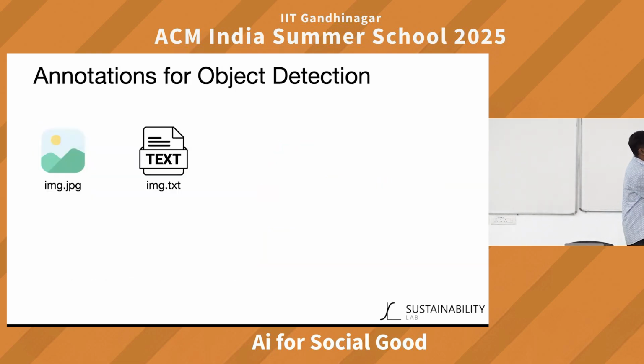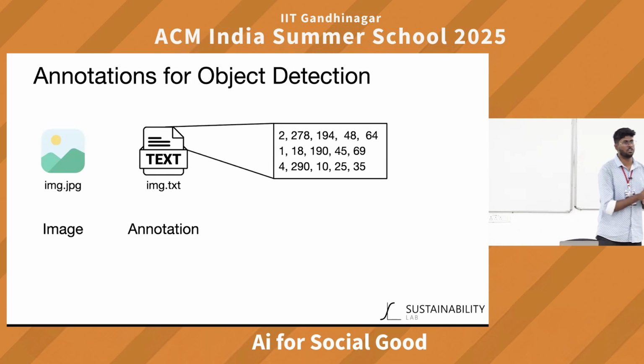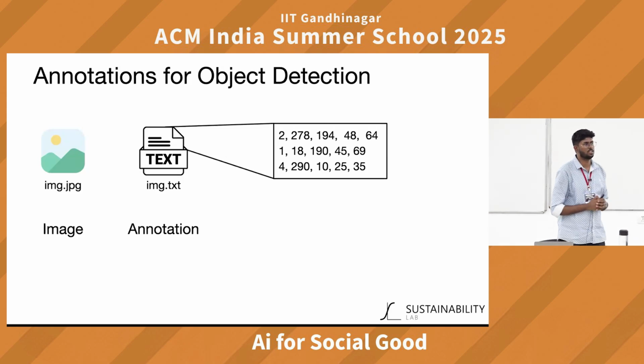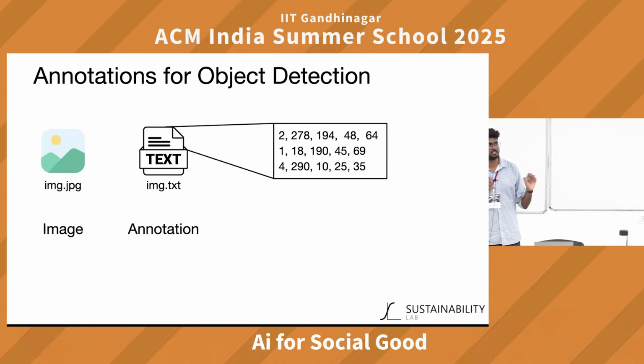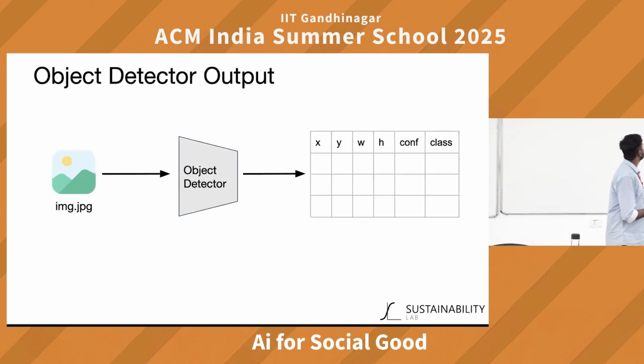Now you will have two things. First is the image and the annotation, which is stored as a text file. This text file will contain all the annotations of all the objects that are in the image. So basically we are trying to go through the basics of object detection from the basic principles, of how we start from the image, how we make the annotations, and how we work through it.